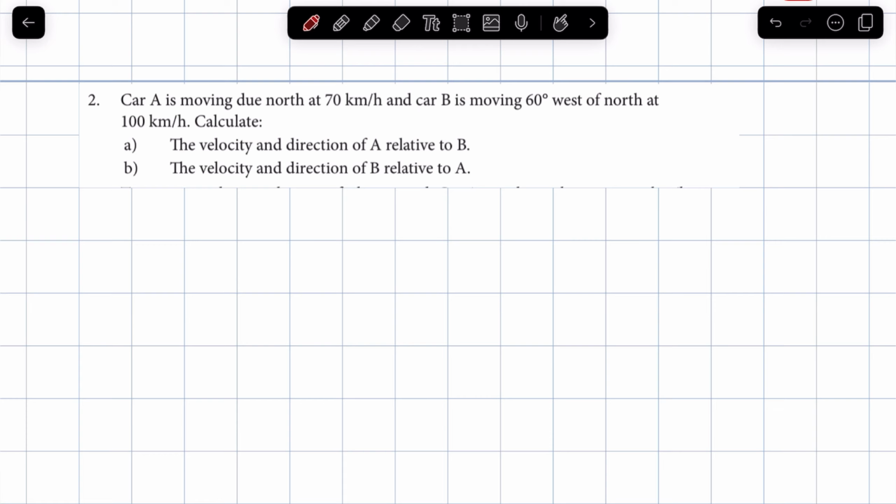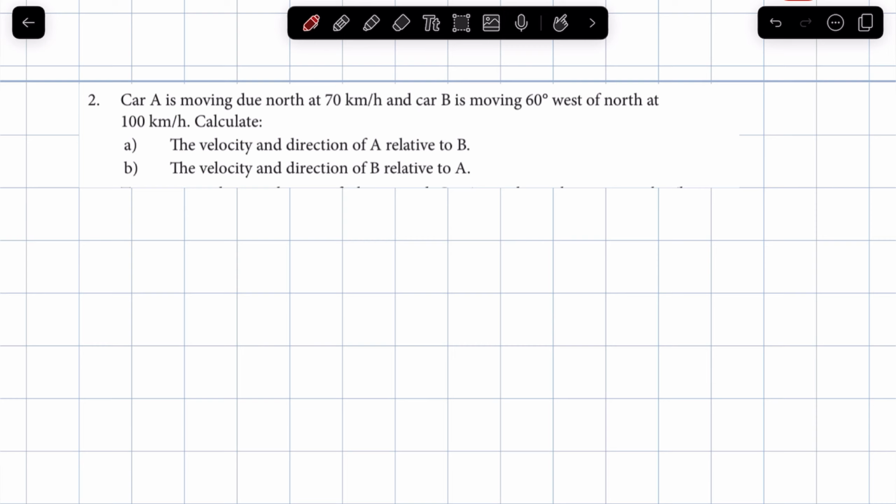In part 1, we looked at this problem, solving it using the method of components. Now in this video, we are going to solve the very same problem, but using the parallelogram method, right?